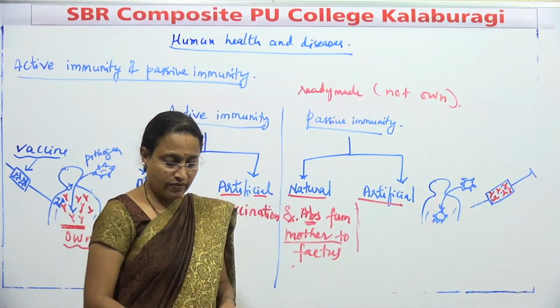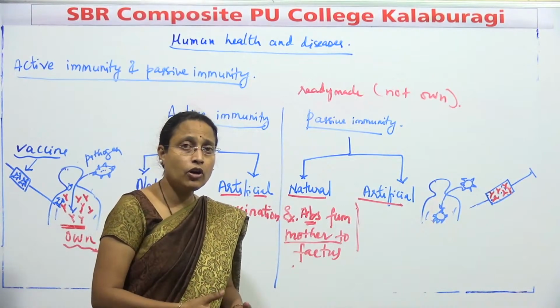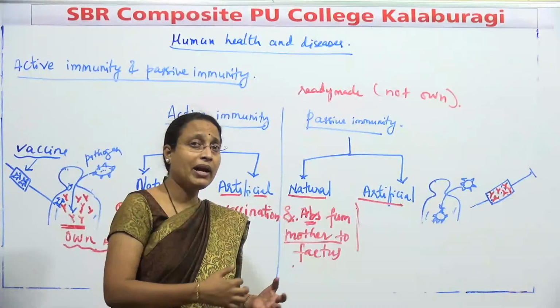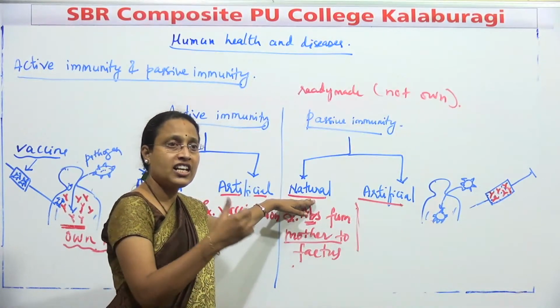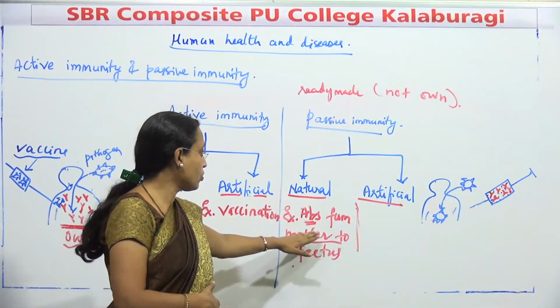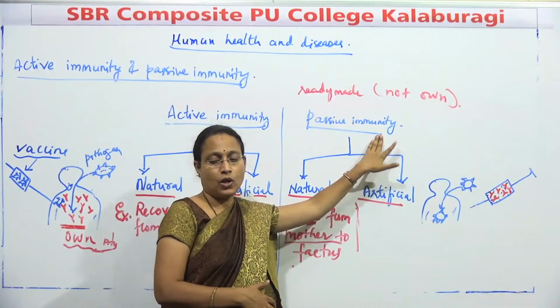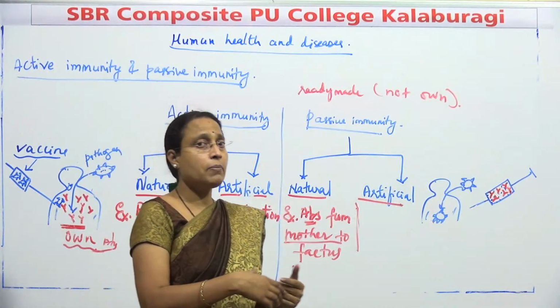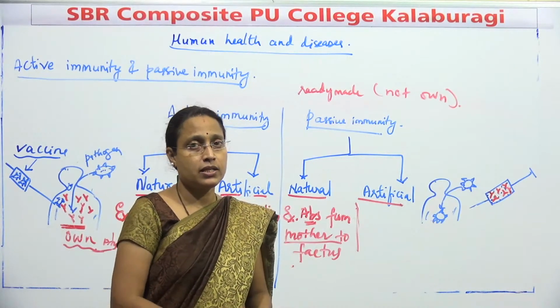This antibody can be called what? Is it the fetus's own antibody, or is it taking from the mother? It is taking the ready-made antibodies from the mother, naturally. It is not intentionally injected or anything. So it is a natural process. So it is an example of natural passive immunity. Naturally the antibodies are passing from mother to fetus. The fetus is getting ready-made antibodies.